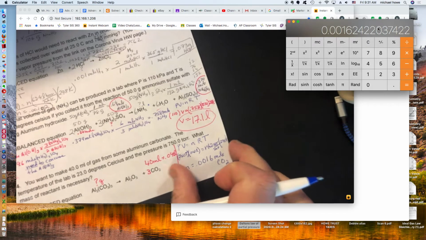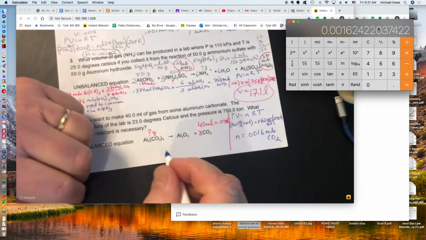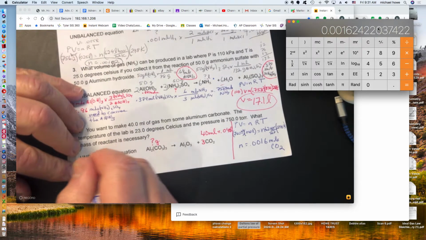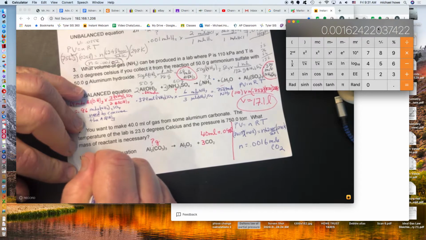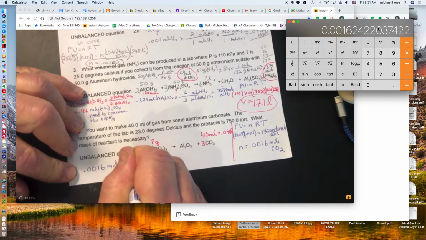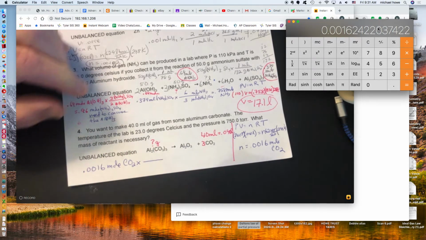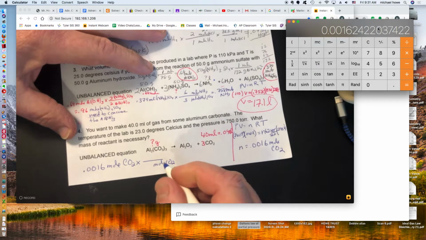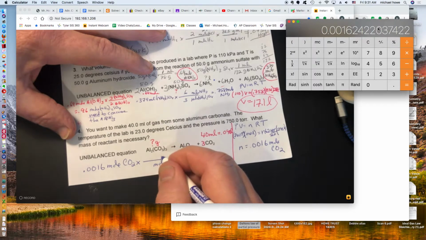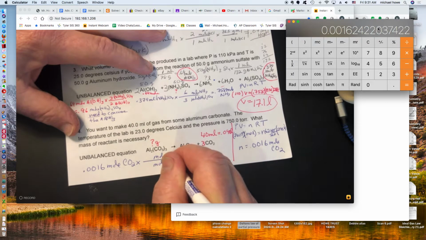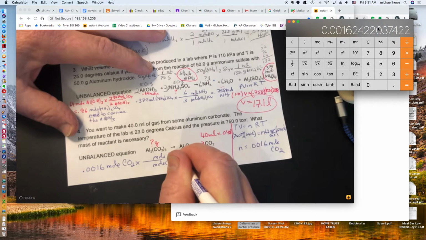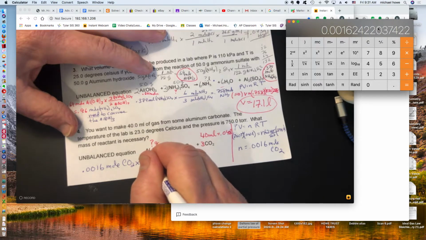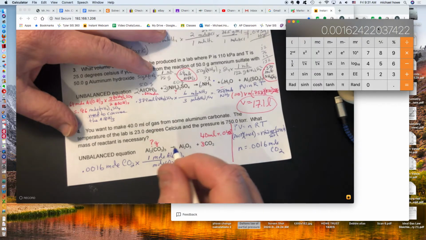Step 1 in stoichiometry, change to moles. We just did that. Okay, step 2 in stoichiometry is use the mole ratio. So now we're home free. We take our 0.0016 moles of CO2. We're going to put moles of CO2 on the bottom. We're going to put moles of what we're looking for on top. So that's moles of aluminum carbonate. The number in front of the aluminum carbonate is 1. The number in front of the CO2 is 3.